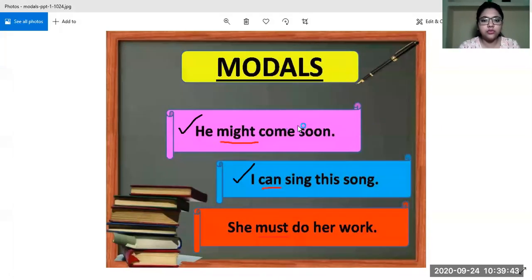Okay, can you spot the verbs in these sentences? Yes, we can. Where are the verbs? Come, then sing, right? Come is there, sing is the verb, and do is the verb in the last sentence. So what do we observe? That these verbs are preceded by certain words like might, can, must. Okay, so what are these? These are the modals, right? These words are known as modals.